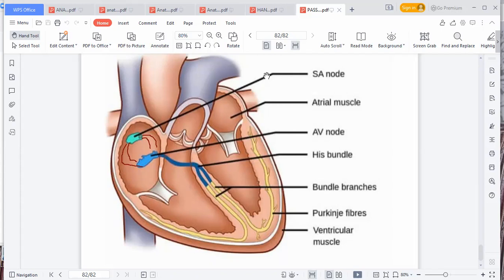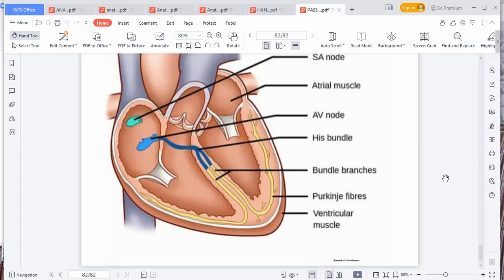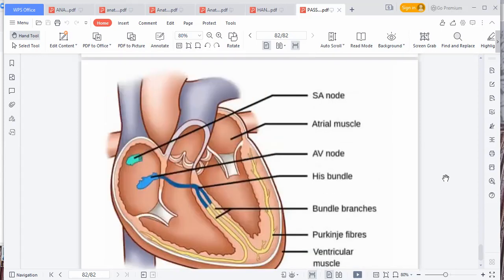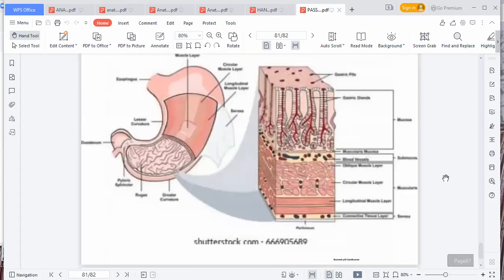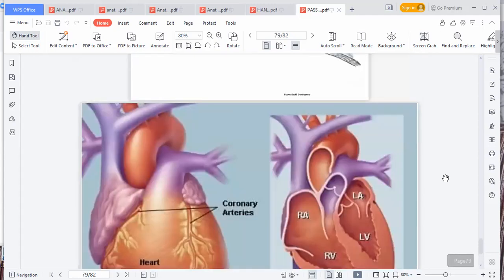Yes, Doc, we're together. Thank you. So we are done with the conducting system of the heart. And that's the end of these slides. The passing anatomy, we are done with them.